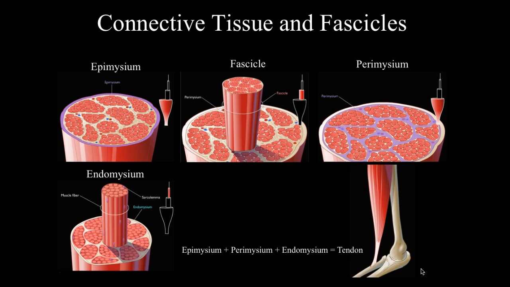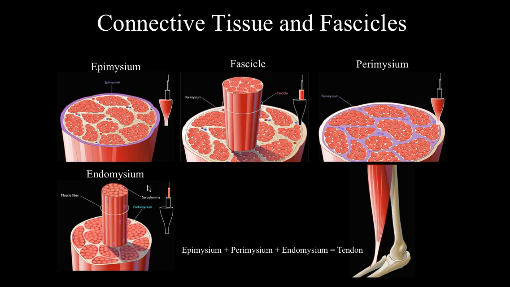So each muscle fiber or cell is wrapped in a thin, delicate layer of connective tissue called the endomysium. And you can see that down in here. So you can see how each muscle fiber or cell is wrapped in that thin, delicate layer of endomysium tissue.